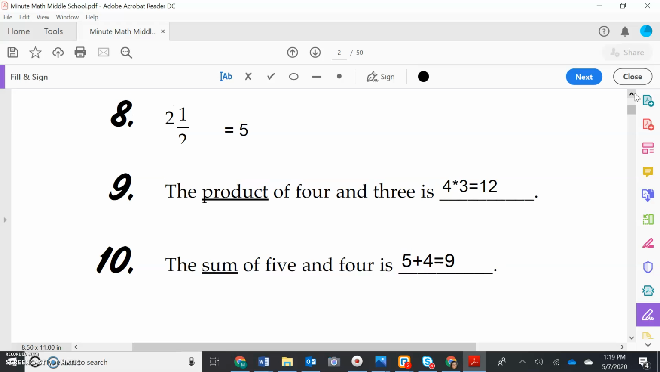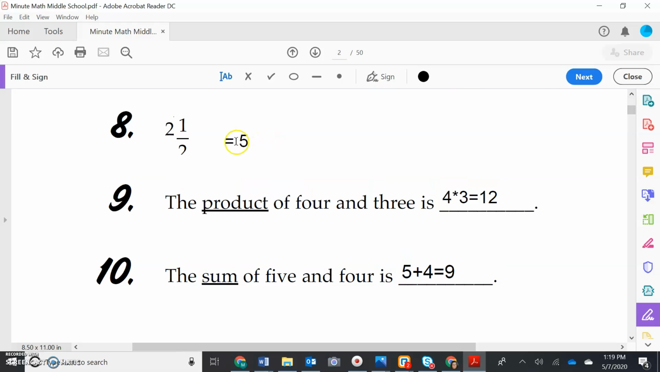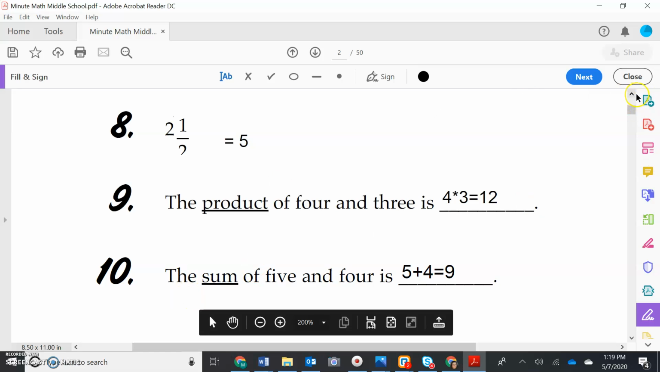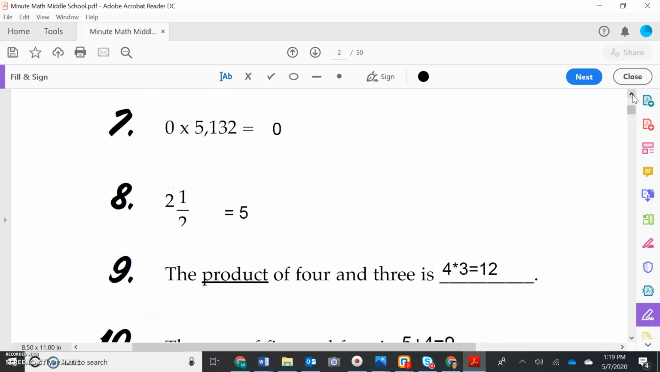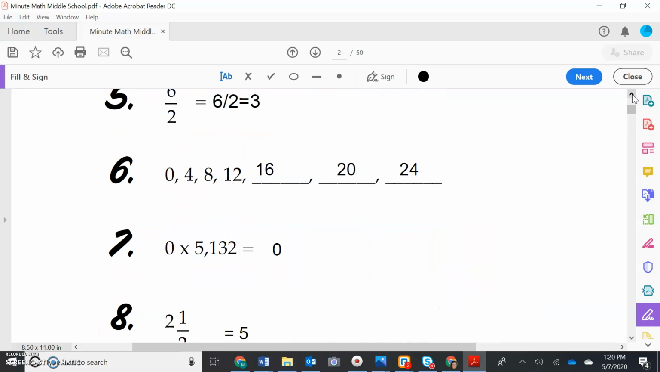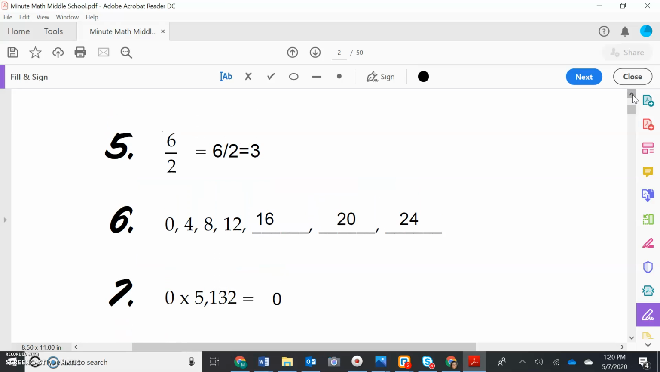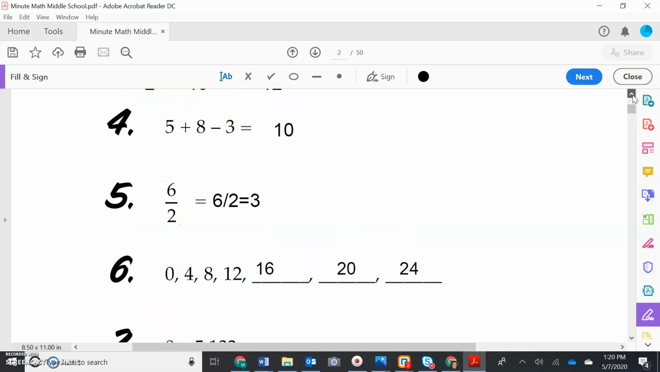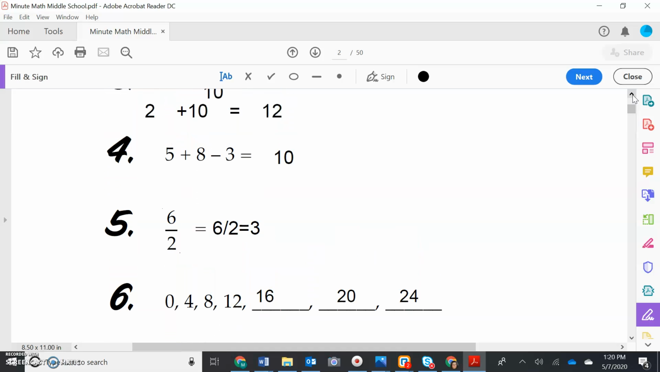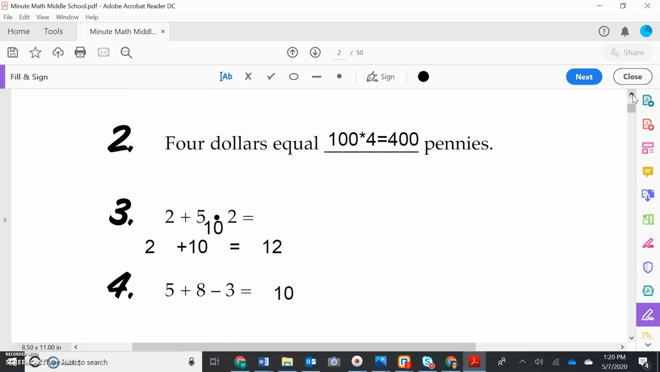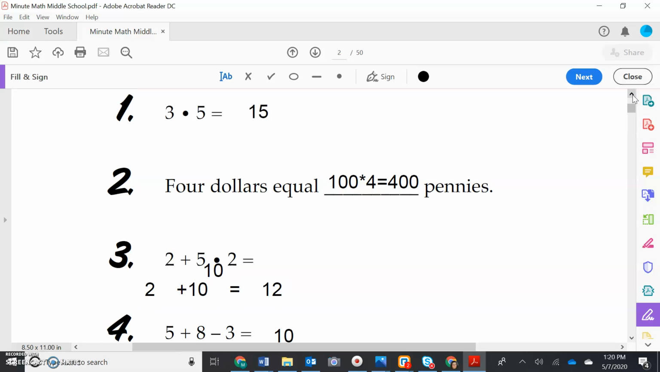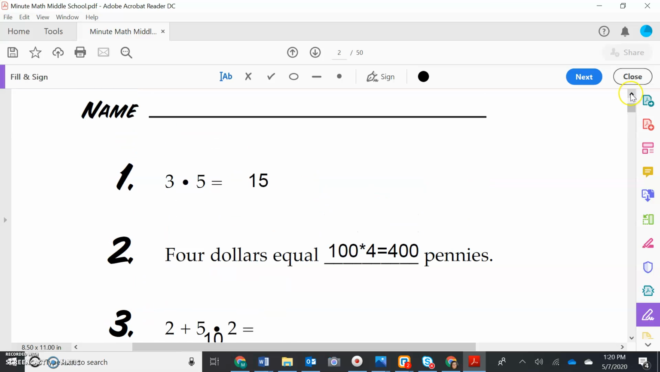In case you need it, 8 you have 5, 9 you have 4 times 3 is 12, 10 you have 5 plus 4 is 9, 7 you got a big fat 0, 6 you got 16, 20, and 24. For number 5 you got 6 divided by 2 equals 3. Number 4 you got a 10, number 3 you got a 12. You got 400 pennies on number 2, and you got 15 on number 1.